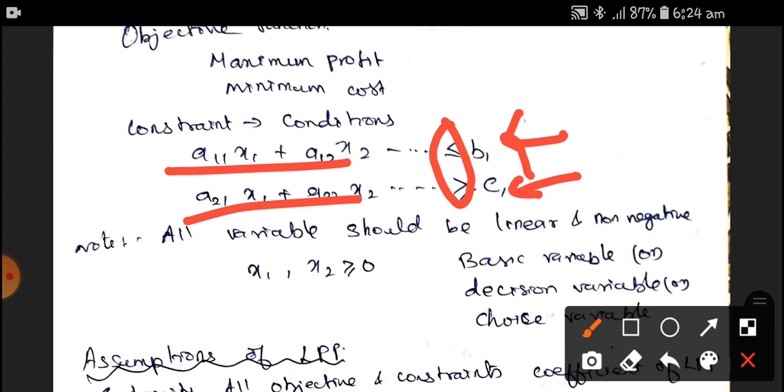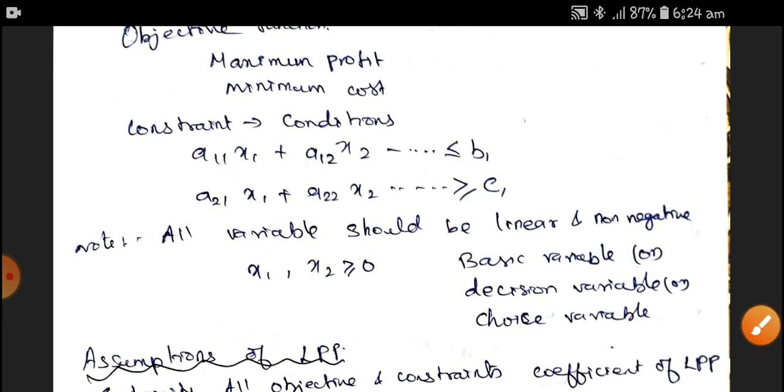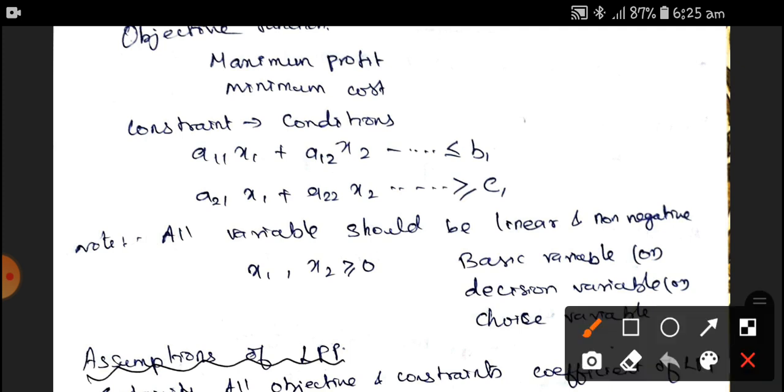Therefore, we have to use a basic variable or a decision variable or a choice variable, in order to convert negative variables into non-negative, or inequalities into equalities. So here an important thing, the decision variables, come into the picture. The decision variables are the physical quantities whose numerical value indicates the solution of the LPP. So that is the basic variable, and it is also a non-negative variable. So these are the decision variables.